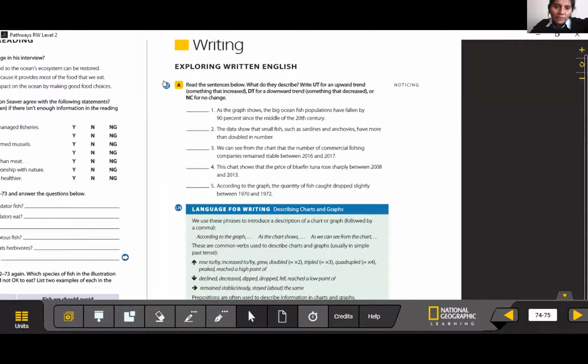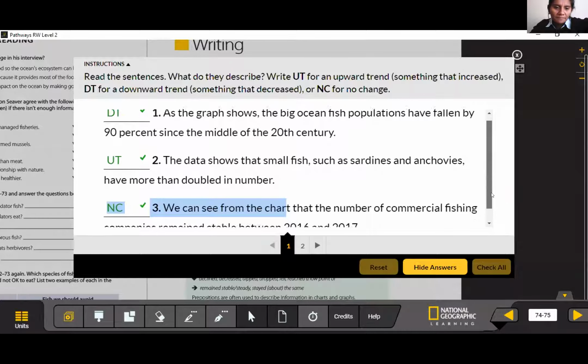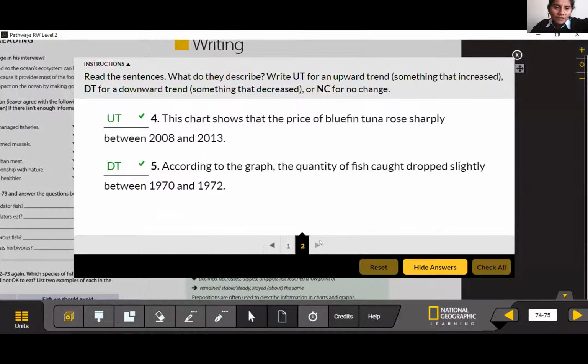Here we have some of the responses. As you can see, number 1 is down. Number 2 is up. Based on what vocabulary? We say double, no? Half, double. Very good. And C. And number 2 is UT4. And number 5 is DT. No? Drop is the idea, the vocabulary.